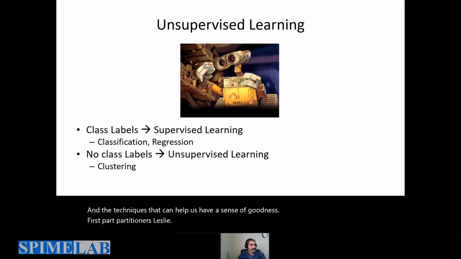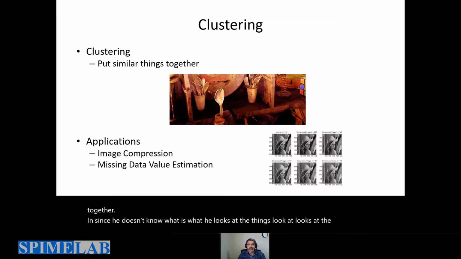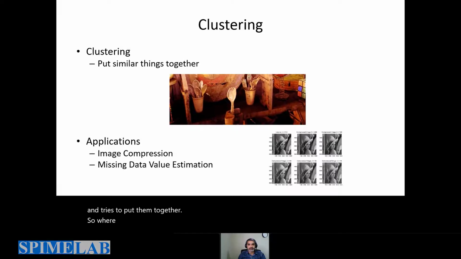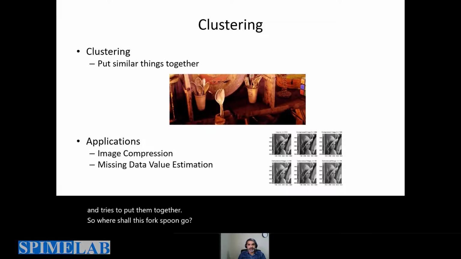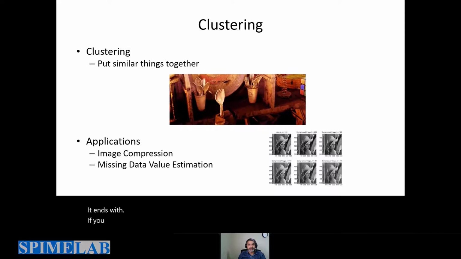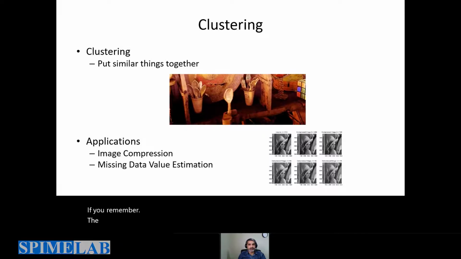I'm sure you have watched the animation Wall-E. In the starting of this animation, the guy is collecting stuff and putting them together. And since he doesn't know what is what, he looks at the things, looks at the features, and tries to put them together. So where shall this fork spoon go? If you remember, the robot puts it in between both the clusters.